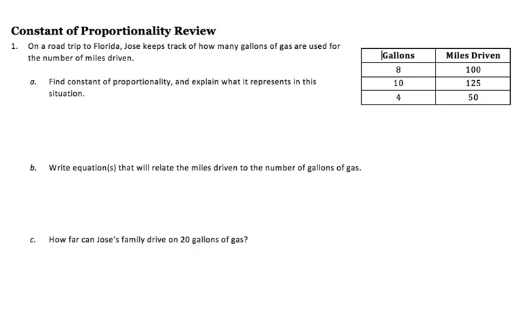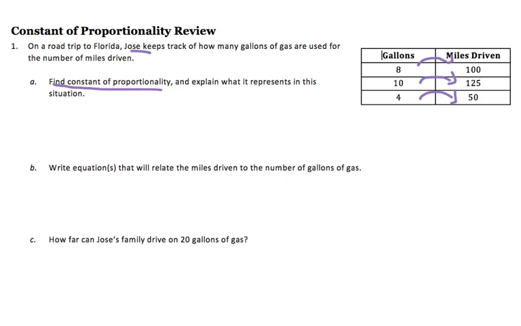Alright, so jumping back to Unit 2, where we were learning about the constant of proportionality. We see a table, and it's Jose keeping track of how many gallons of gas are used when maybe his family goes on a trip to Florida. And part A says find the constant of proportionality. Remember that in a proportional relationship, there's always one number called the constant of proportionality that you can multiply one value by to get the other value.